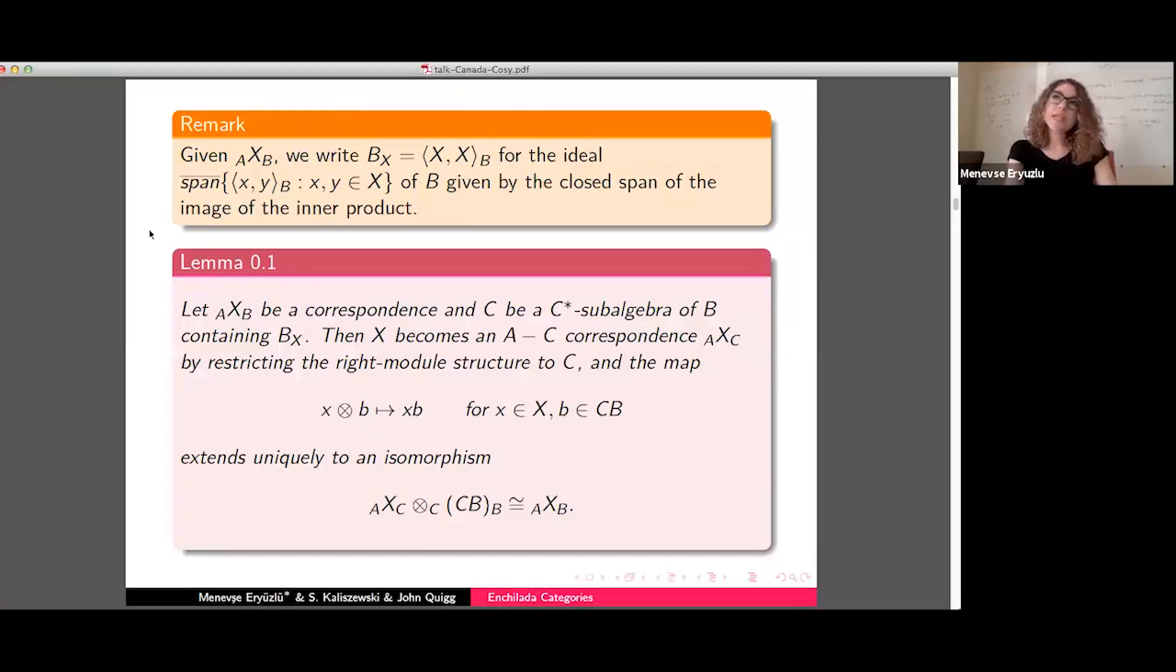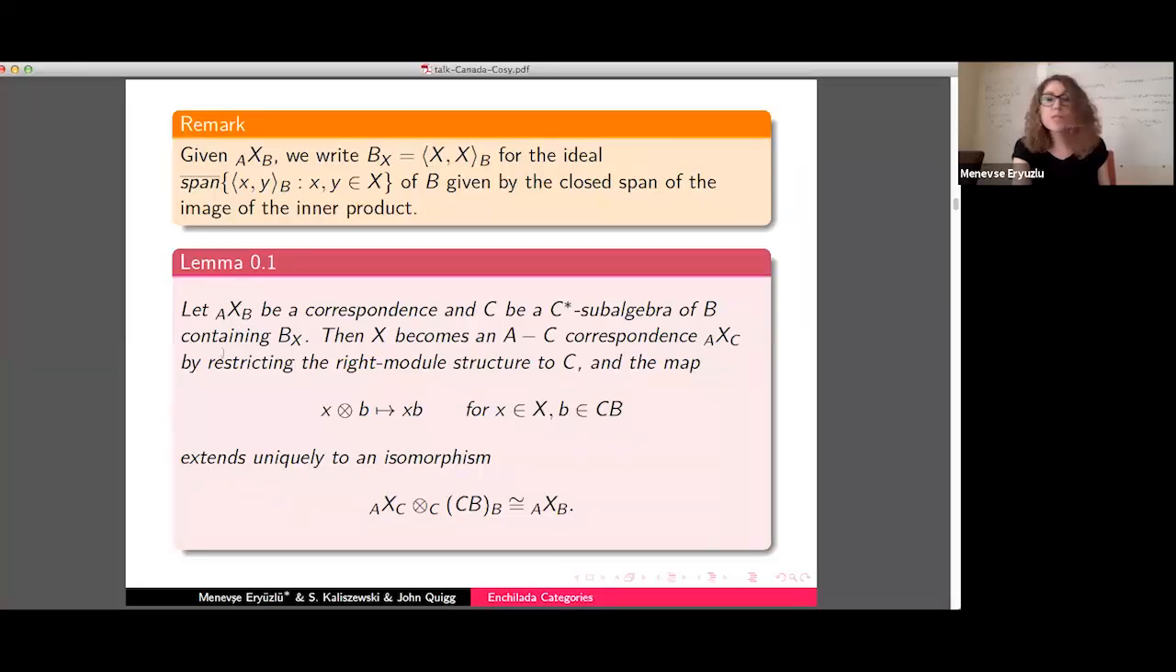Now, the difficulty in our category is that our morphisms are not any kind of mappings, right? So just because we can go from A to B doesn't mean we can go from B to A, which makes calculations really difficult in the Enchilada category. So in the first place, what we want to do is, for a given correspondence, for a given morphism X, we want to see what modifications we can do on it.